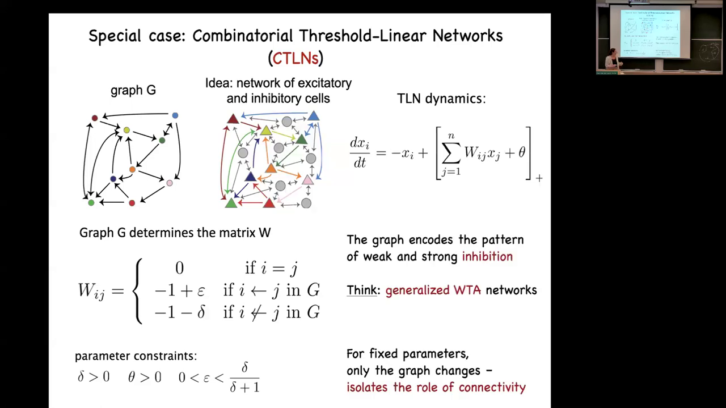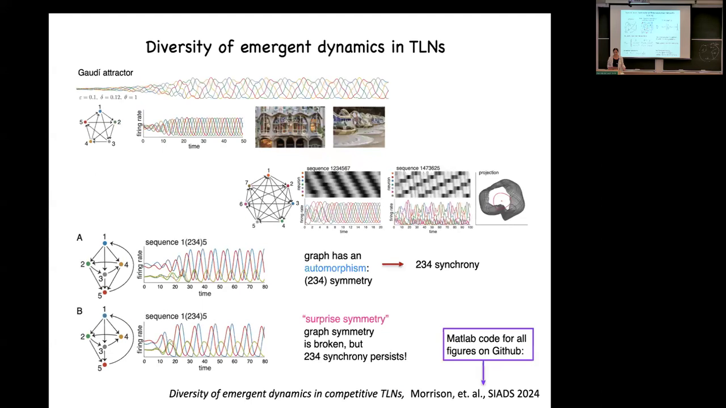You can think of these as generalized winner-take-all networks. The lovely thing about them is that for fixed parameters, when the activity changes, it's because the graph changed, right? The graph is really dictating the different patterns of activity. So this is a way, in a toy model, to access connections between connectivity and dynamics in a very controlled way. Okay, and then these networks, again, have lots of fun behaviors, lots of fun attractors.